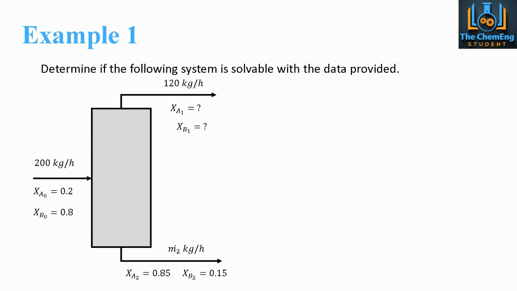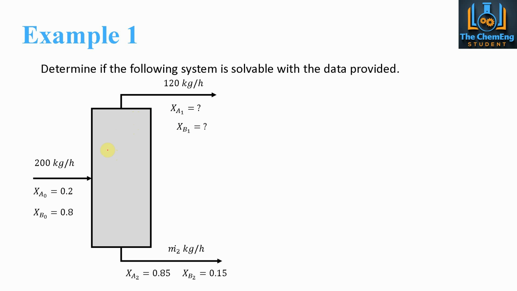Now this is for just a single unit system, and it's asked us to determine if the following system is solvable with the given data that is provided. So what we need to look at here is how many unknowns we have, how many knowns we have, and if we have any other additional equations or relationships that we need to account for.